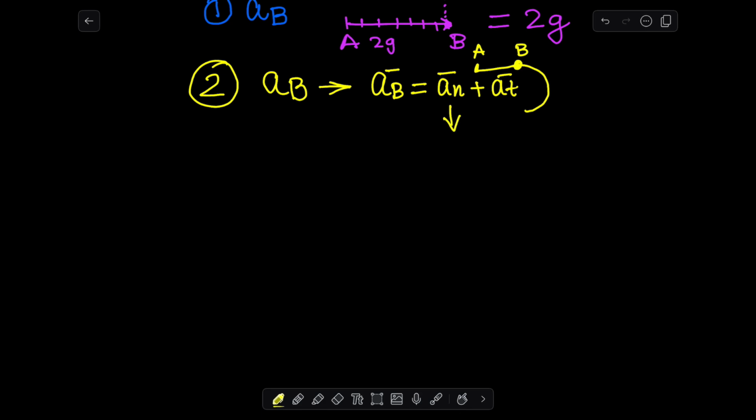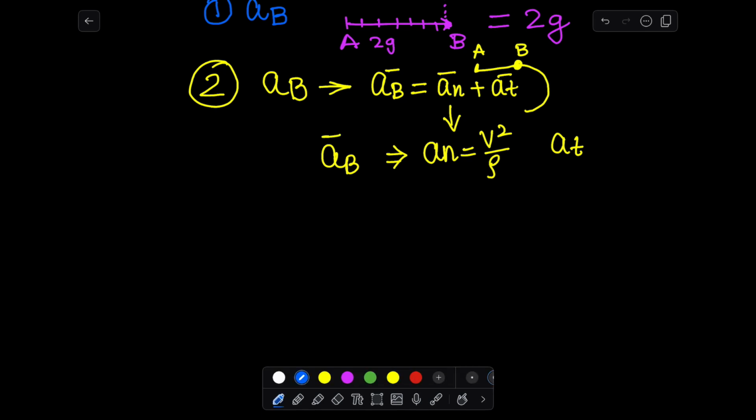The acceleration an can be written as velocity square upon the radius of curvature. In this case, we have to see what the velocity at the point B is, and then we can easily find it, because the radius of curvature is already given to us. So an is equal to v square upon rho, the velocity at the point B and the radius of curvature at point B. The radius is already given, so we have to find the velocity.